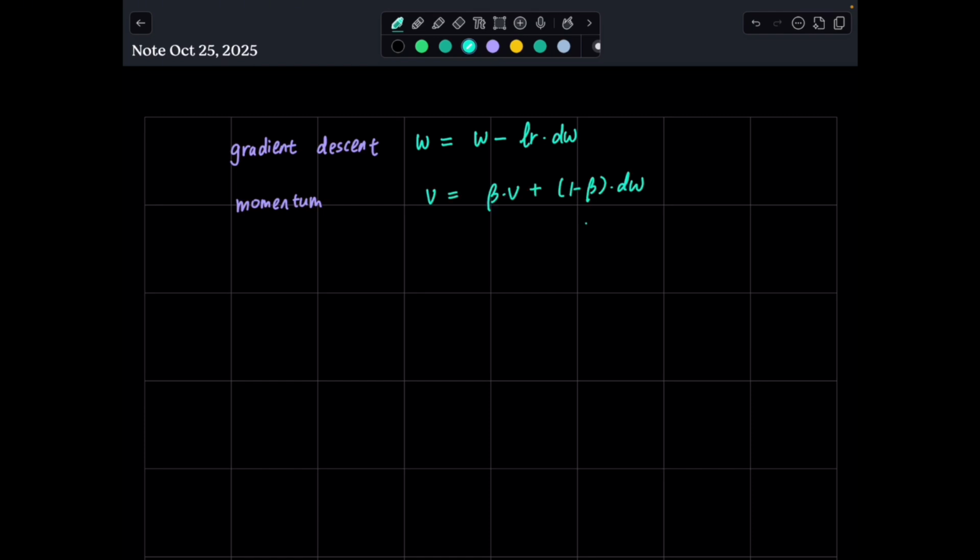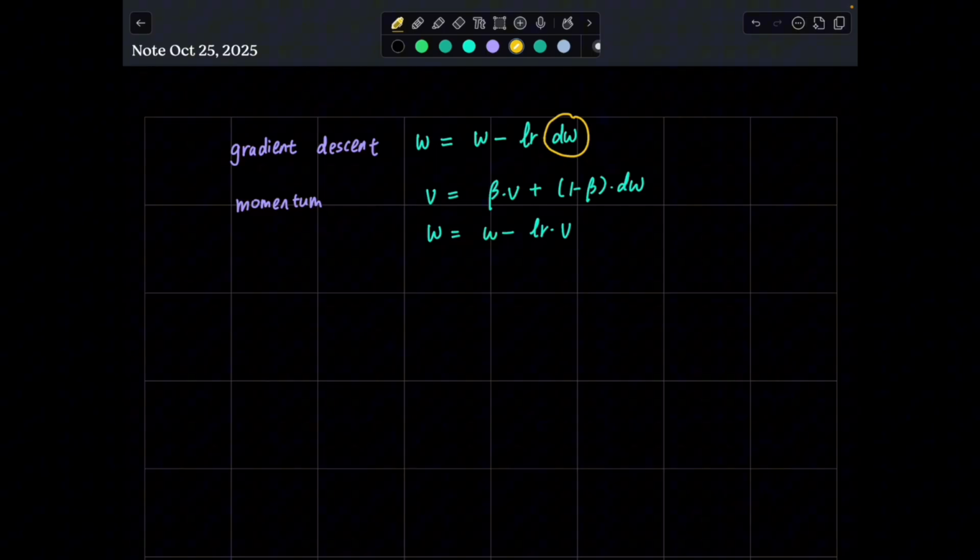As you can see, you can use beta to tune how much you want to consider the past and how much you want to consider the present gradient. It is able to keep track of all the history and also be bounded because of this 1 minus beta here. So with the velocity, you can see W equals W minus LR times V. Instead of directly moving in the direction of the gradient, we are moving in the direction of the exponential average of the gradient, which considers the historical steps of the gradient.